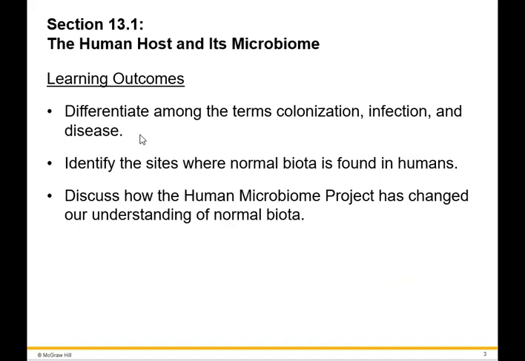So the learning outcomes are to differentiate among the terms colonization, infection, and disease. So those are not all the same thing. And then second, to identify the sites where normal microbiota are found, and discuss how the Human Microbiome Project has changed our understanding of the normal biota.